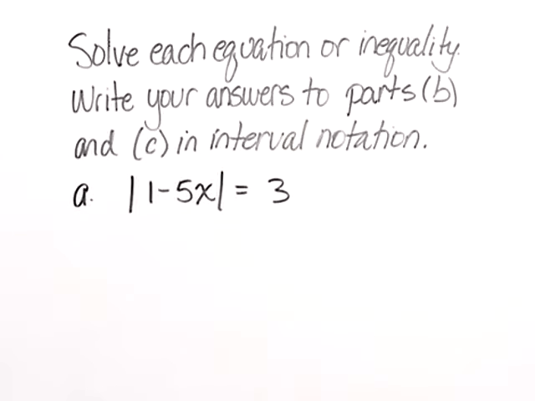Solve each equation or inequality. Write your answers to parts B and C in interval notation. Part A, the absolute value of the quantity 1 minus 5x is equal to 3.